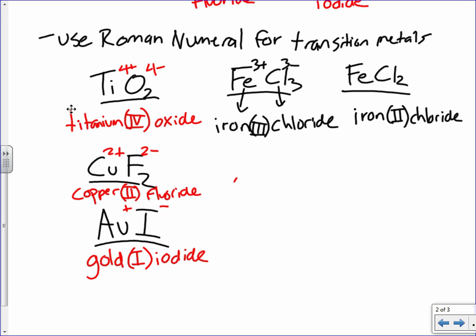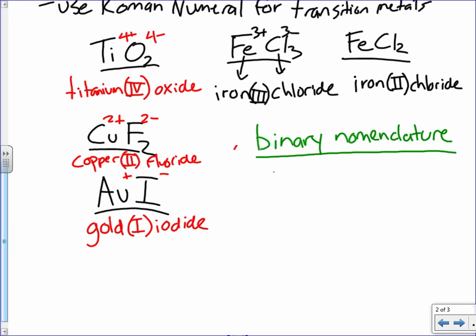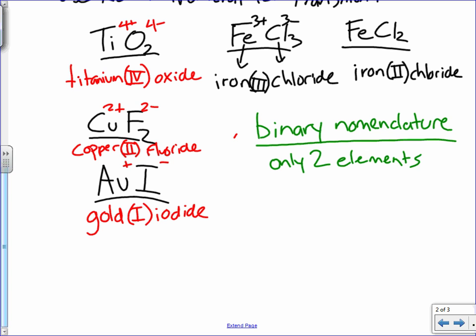Okay. So this is how binary ionic nomenclature works. Let me write that here. This was binary nomenclature, meaning only 2 elements. So if you look at every example we had, there's 1 cation, 1 anion, right? Titanium and oxygen, copper and fluorine, gold and iodine. The other type would be called ternary nomenclature. Okay?